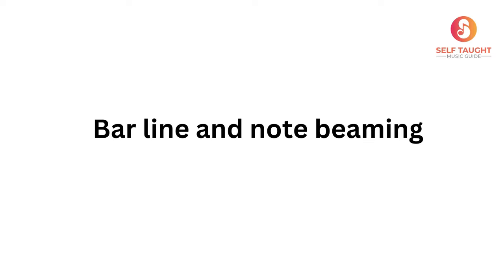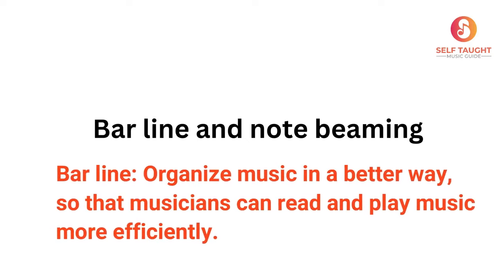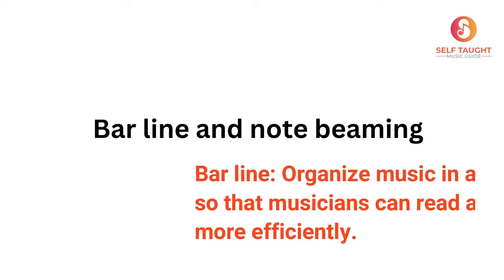Let's start with the bar line. The bar line is a vertical line that divides music into equal measures or bars. Each bar represents a fixed number of beats. The purpose of dividing music into bars is to organize music in a better way, so that musicians can read and play music more efficiently by breaking it down into smaller, manageable sections.